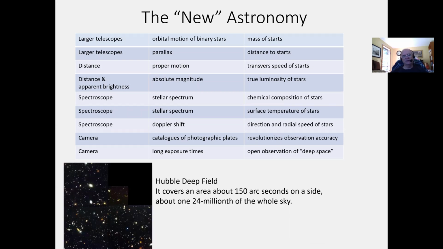Here's a nice example of that deep sky observation. Here's a great famous picture from Hubble. Up in the corner is what this piece of the sky looks like to the naked eye. A very, very tiny piece of the sky. It's only 150 arc seconds on a side, and there's nothing there. To the naked eye, it's a tiny dark patch. You set the Hubble on it, and you let the Hubble watch and watch in the same place for hours and hours, and this is what you see.